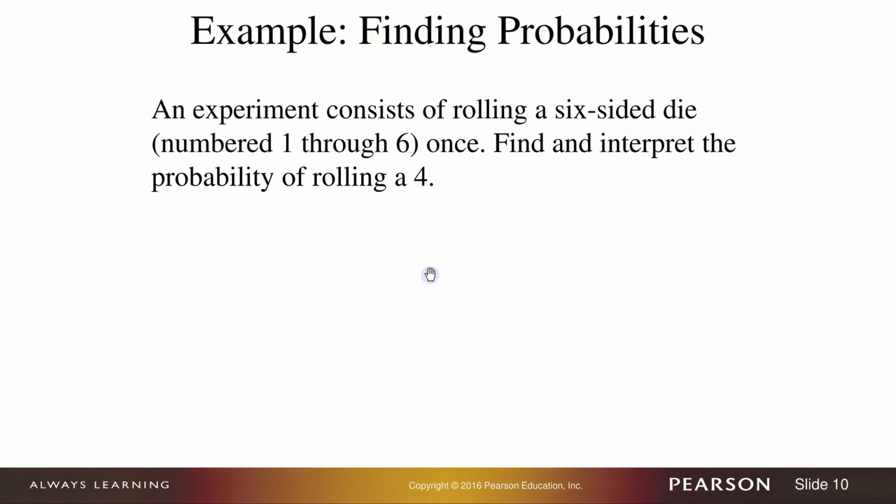So here's one which should be very simple for you right now. We're rolling a 6-sided die. We want to know the probability of rolling a 4. You should be able to answer this, so pause the video, see if you can answer it, and then come back.